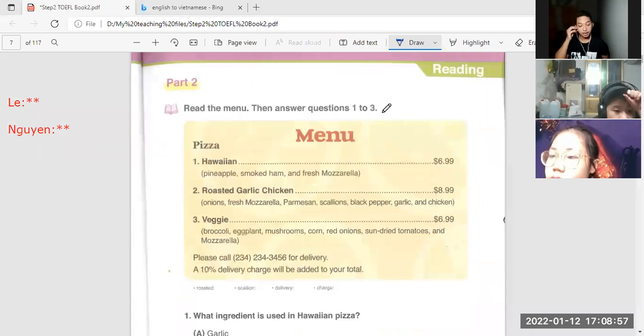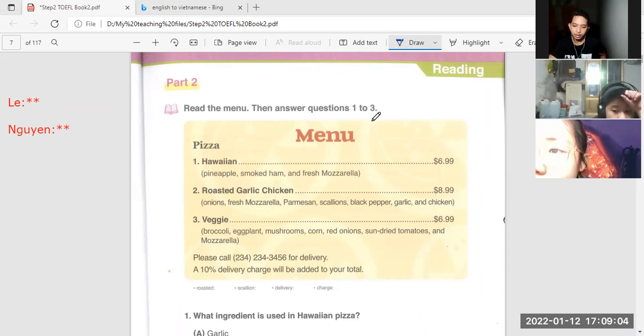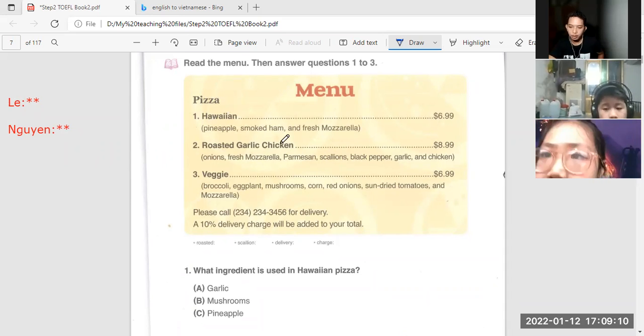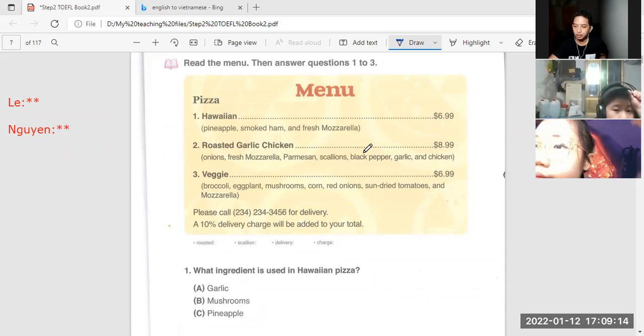Okay, let's move on to part two. Read the menu, then answer questions 1 to 3. So here's the menu. We have some types of pizza. We have Hawaiian with pineapple, smoked ham, and fresh mozzarella. It is $6.99.